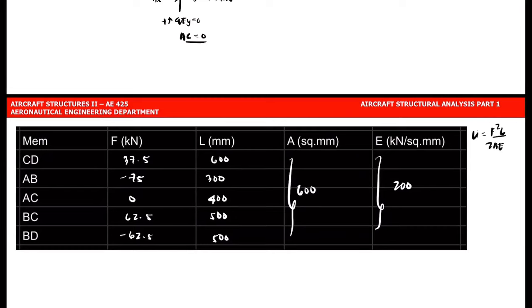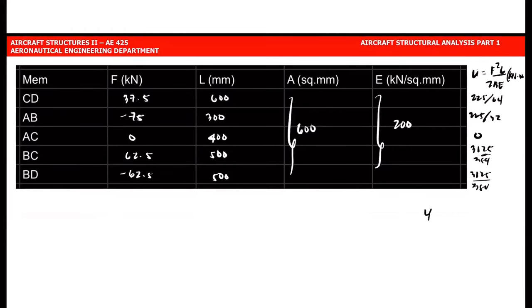So, here we have 225 over 64. The units are kilonewton millimeter. Next is negative 75 squared times 300 over 2 times 600 times 200. So, that is 225 over 32. Next is 0. Next is 62.5 squared times 500 over 2 times 600 times 200. So that is 3125 over 384. They are a pair, so 3125 over 384. Now, we need to get U using the summation of F squared L over 2AE.